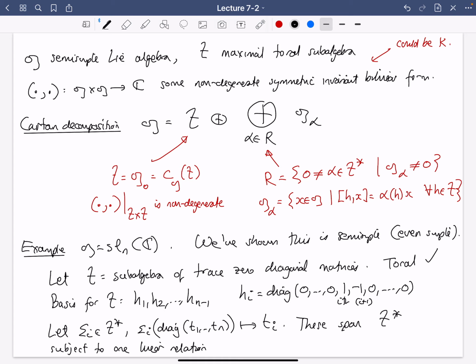T is n minus 1 dimensional. There's n of these epsilon_i's, so there's one too many of them to be a basis. They span subject to one linear relation. The sum of the epsilons is the function which takes a diagonal matrix to its trace, and we're looking at trace 0 diagonal matrices, so that sum is simply 0. That's the one linear relation between these epsilon_i's. But that's my preferred coordinates for T star.